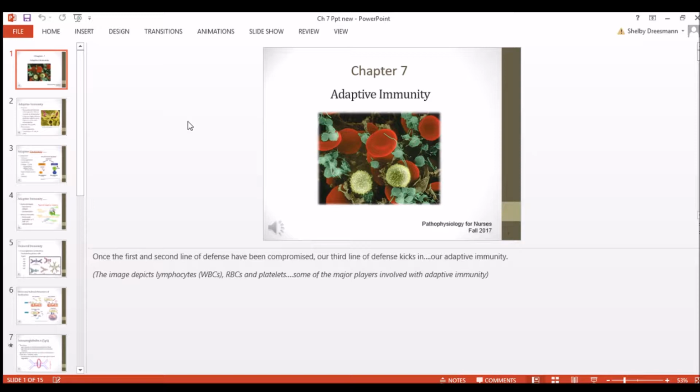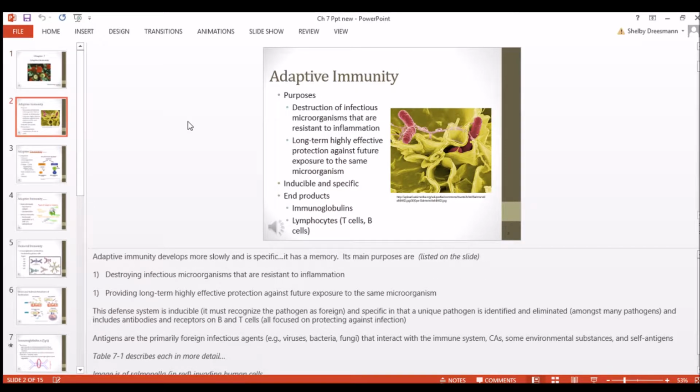so chapter 7 is about adaptive immunity. So this is what comes in when our first and second line have been compromised, and now we need bigger and better cells such as antibodies and T and B lymphocytes to come into play, so we can attack that infection that didn't get fixed with inflammation and the skin barriers. Okay. So adaptive is more slow and specific.